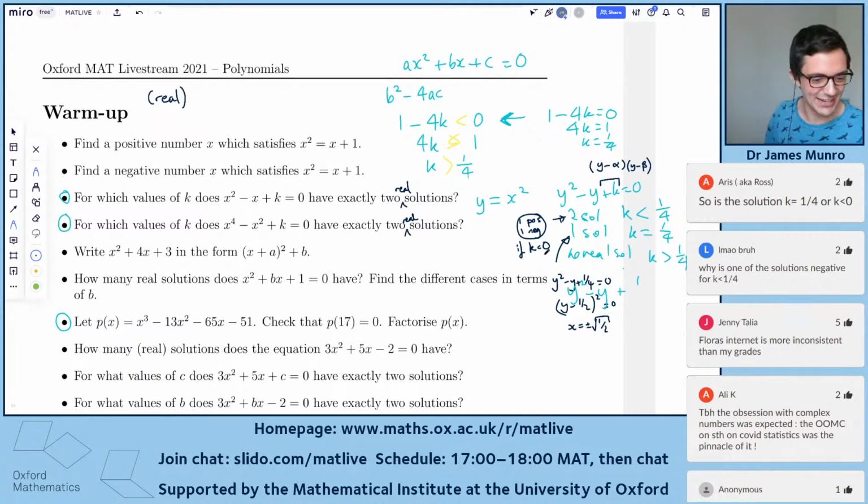Indeed. Good stuff. And Aris, aka Ross, has got the combined final answer, which is correct. There are 2 possibilities here, really. Either k less than 0, or k equals 1/4. Exactly. Brilliant. Got there in the end. We got there in the end, between all of us.